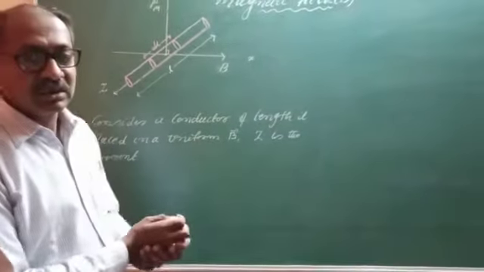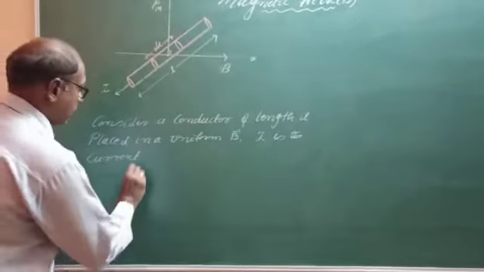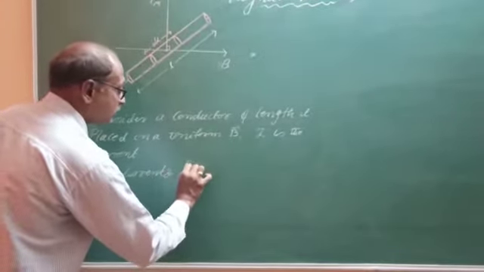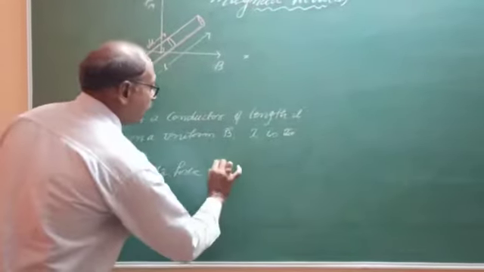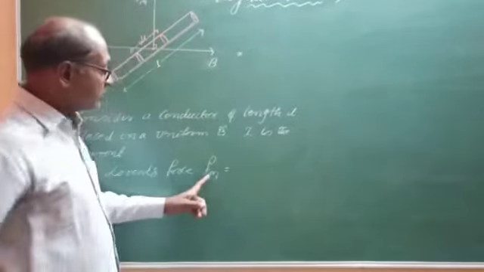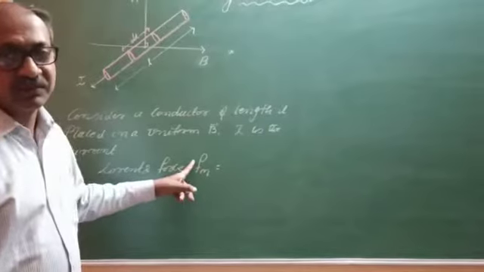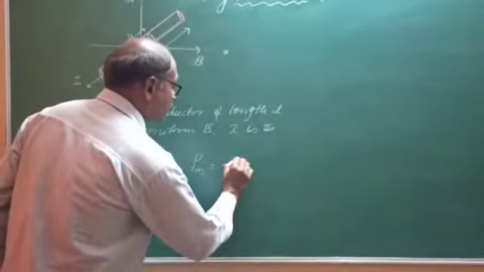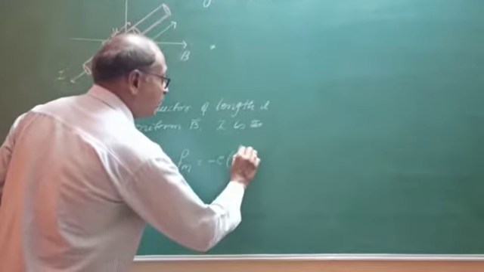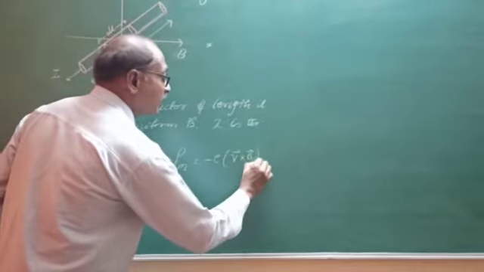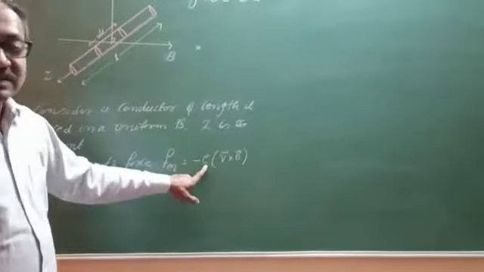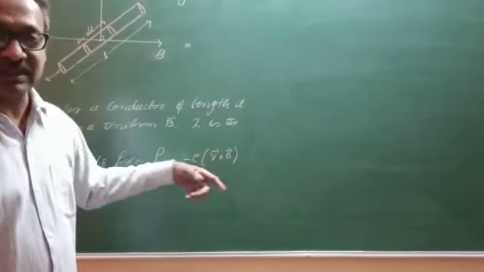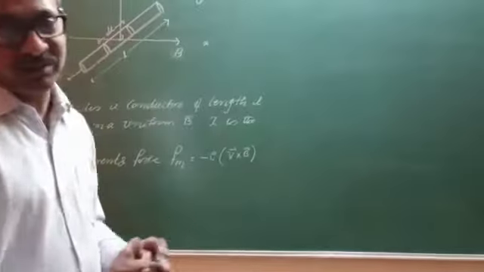So here the Lorentz force is given by F_m. Let us consider the magnetic force. How much force is acting? That is nothing but minus e into v into B, where e is the charge of the electron, and v is the velocity. B is the magnetic field.